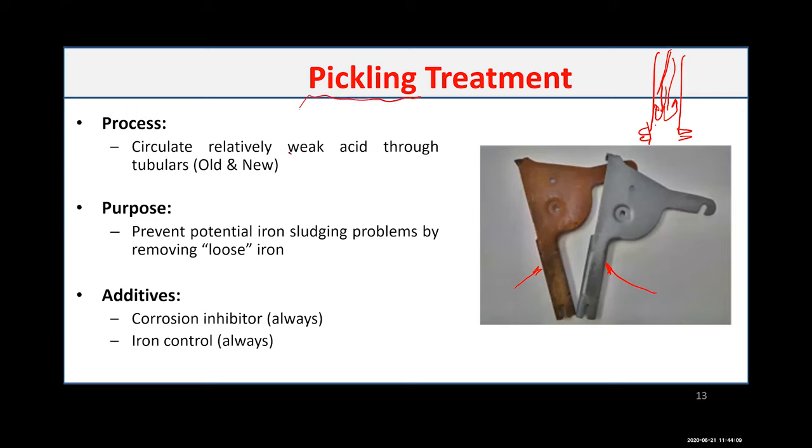For pickling, we are talking about a weak acid, usually 3 to 5% HCl. As additives, you usually have only two: corrosion inhibitor and iron control agent. Those are the two additives that you have. There is no need for anti-sludge agent or solvent or any other additives, because you are not expecting to go inside the formation. You are only expecting to clean the wellbore. So that's why you only have two types of additives. And as I just said, only do pickling before acid treatment or for cleaning the tubing.